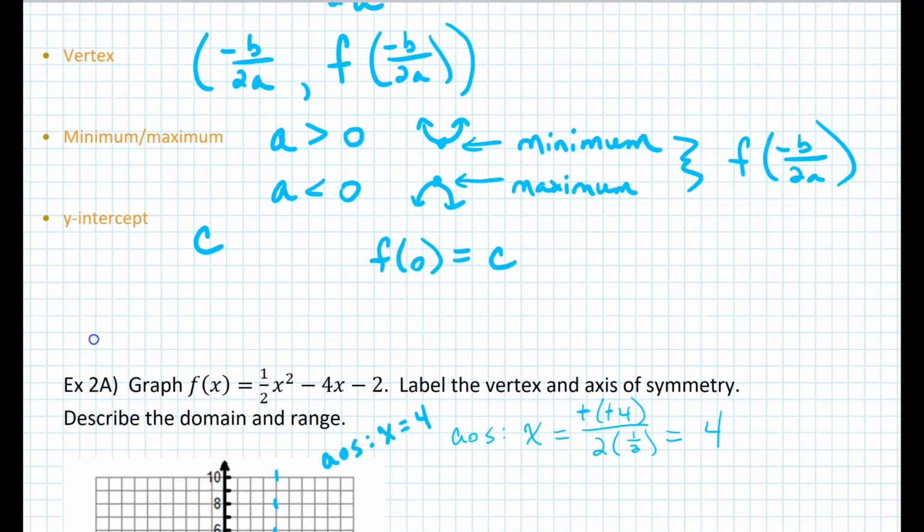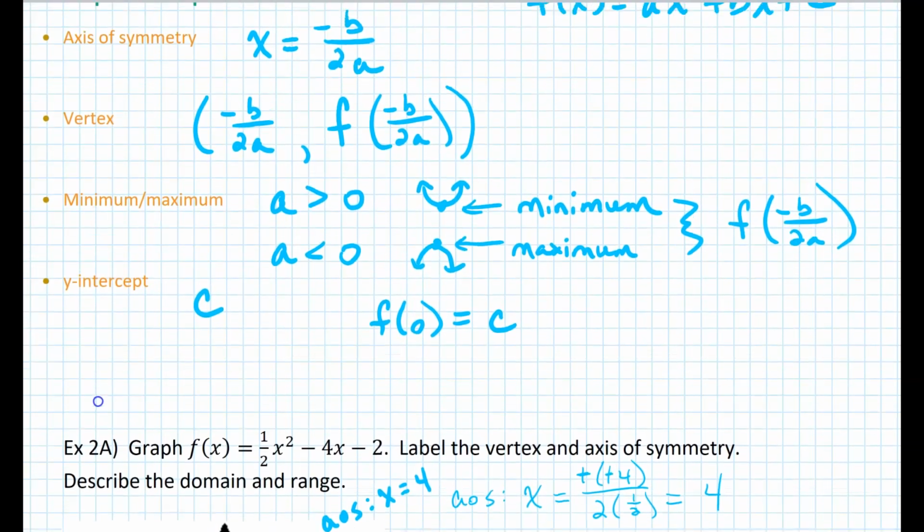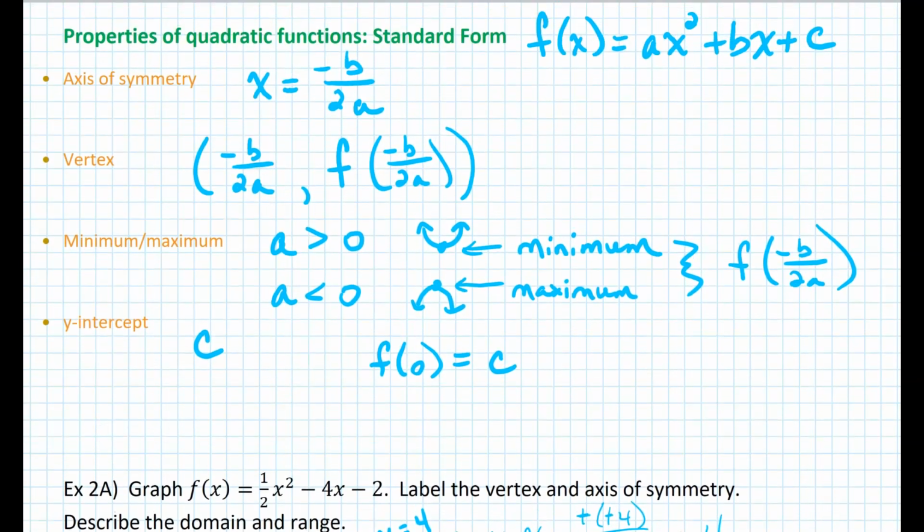Oh, I just realized. What did we also not mention about the A value up here? What was A in the vertex form? It's still the stretch and the shrink. Okay, still vertical stretch and shrink. So I'm going to put that up here. A is still the vertical stretch or shrink.